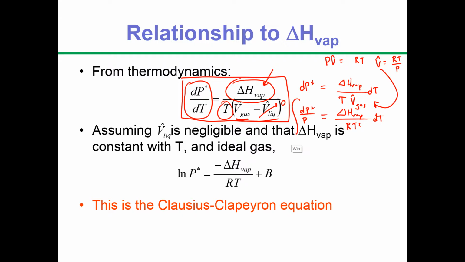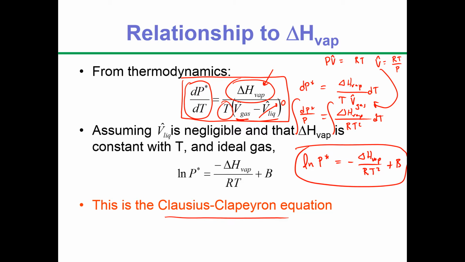And then if I just integrate both sides, that gives me natural log of P star equals negative delta H of vaporization over RT plus a constant. This is just a constant of integration, and this is called the Clausius-Clapeyron equation. So we just derived the Clausius-Clapeyron equation, and we're going to use that to get an estimate for our vapor pressure from our heat of vaporization.